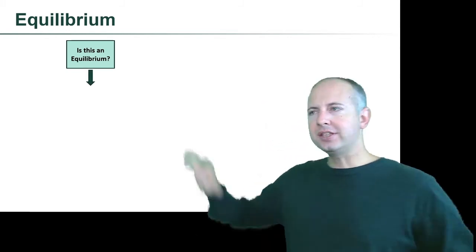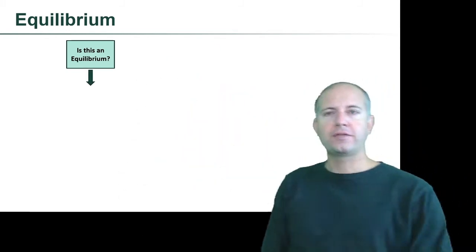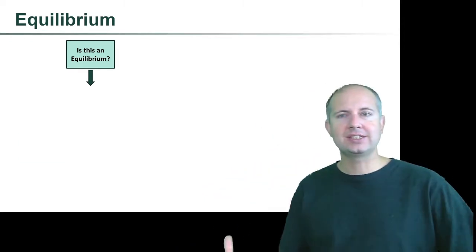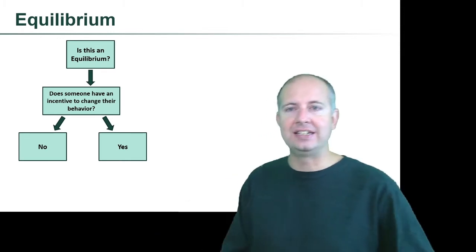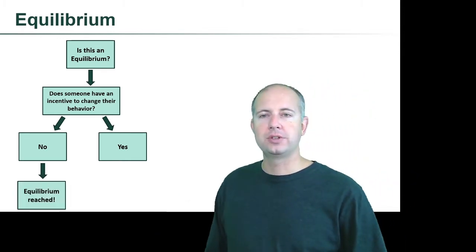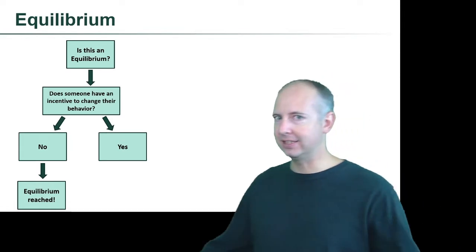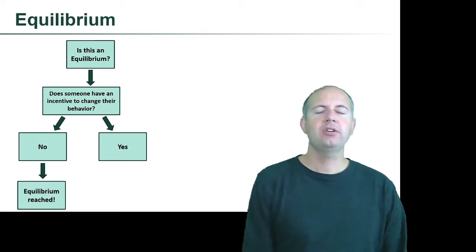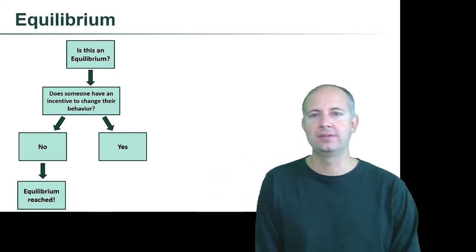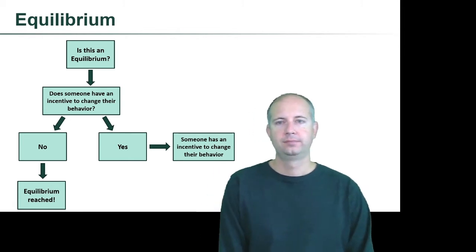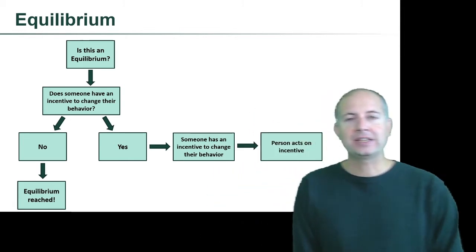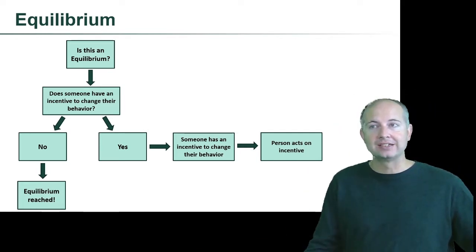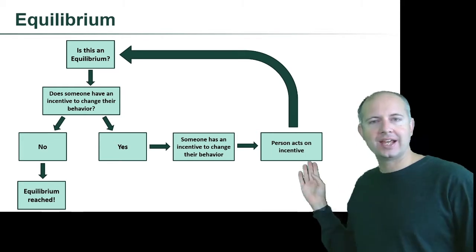So I'm going to put a flow chart up here for thinking about how we can determine if a situation is in equilibrium. Is this an equilibrium? Does someone have an incentive to change their behavior? If the answer is no, then we've reached an equilibrium. That's the definition of an equilibrium. Nobody has an incentive to do something different. Well, maybe someone does have an incentive to change their behavior. Then we expect the person to act on that incentive, right? That's what an incentive is. It's something that induces you to act. All right, person acts on their incentive.